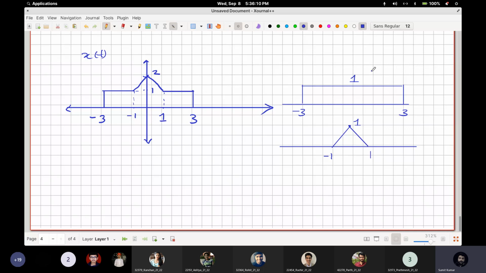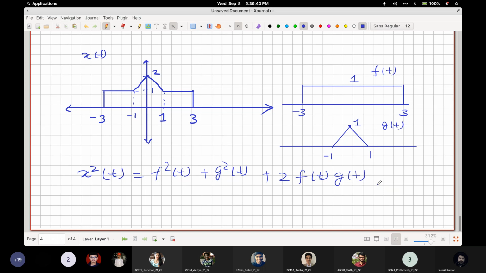Do you all agree? Let me call this F(t) and let me call this G(t). And when we do this x square t here, what this is going to be is F square t plus G square t plus 2 times F(t) into G(t). Now in this case, F(t) and G(t) are overlapping. In the previous case, F(t) and G(t) were not overlapping, right? Here F(t) and G(t) are overlapping. So if you multiply them, what is the resultant going to be? If you multiply F(t) times G(t), what is that going to be?